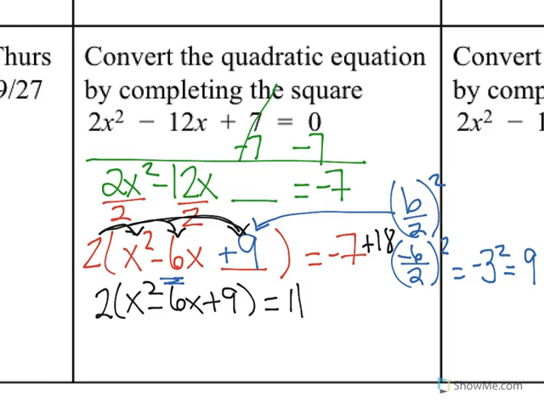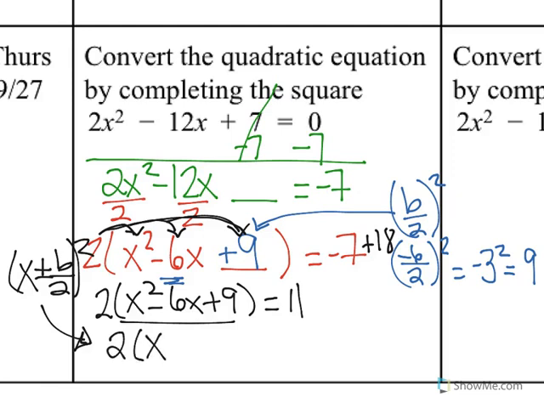The next step is we want to write this as a perfect trinomial. The way you write that is you take your x value and you add or subtract, depending on the sign, b over 2 to it, and then you square it. So that needs to be written here. So we're going to keep that 2 out front. We're going to have x minus, because of this negative sign here, b divided by 2. Well, b is 6, so 6 divided by 2 is 3 squared, and that's equal to 11.